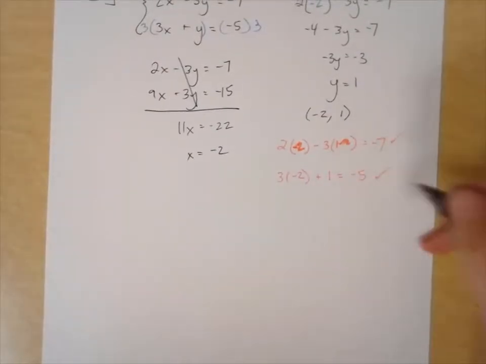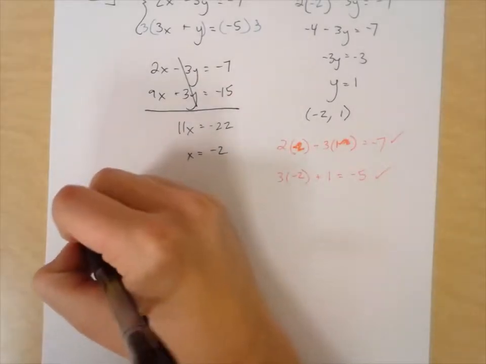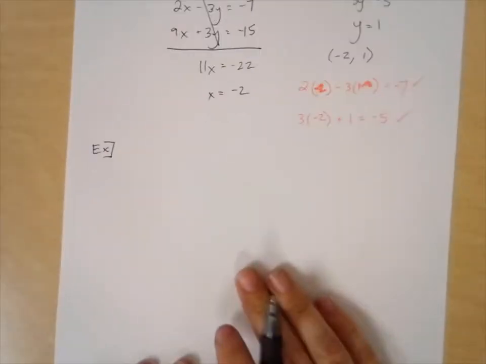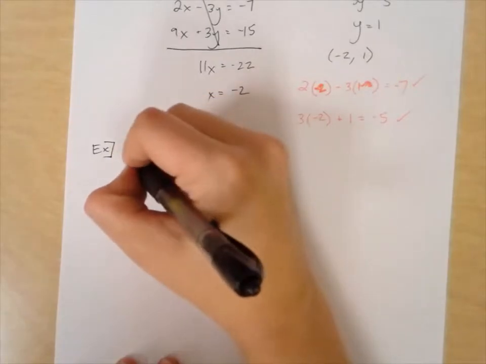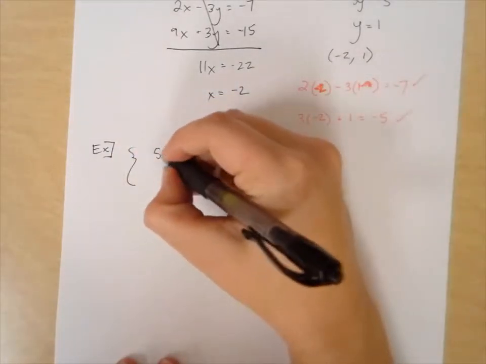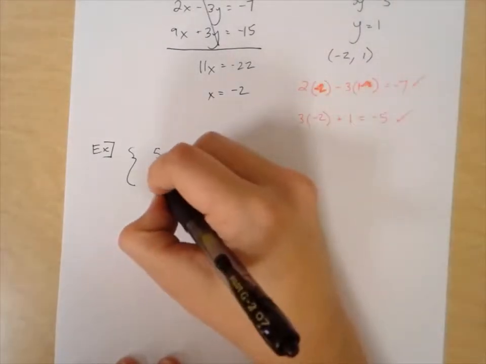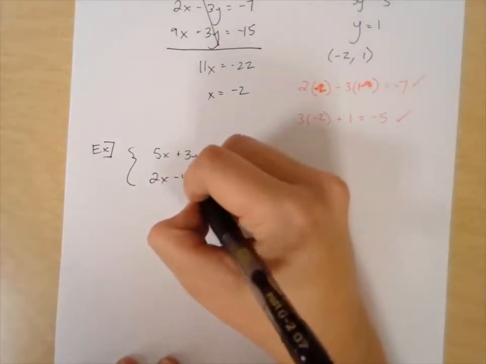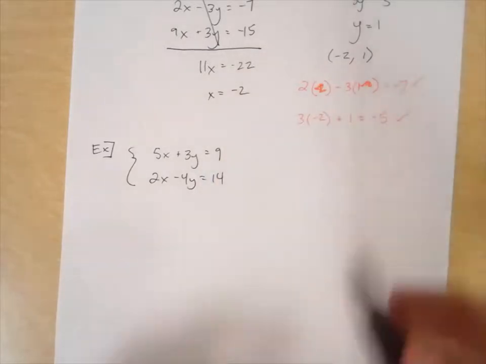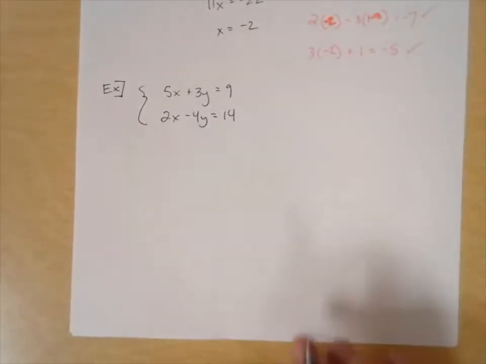Moving on to yet another example. Doesn't hurt to see more than one of these. We will look at the system 5x plus 3y equals 9 and 2x minus 4y equals 14. So I'm making these just a little bit tougher every time. You'll notice now that there isn't as easy of a solution here.